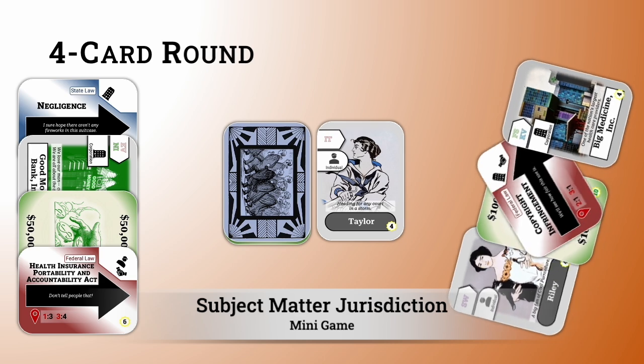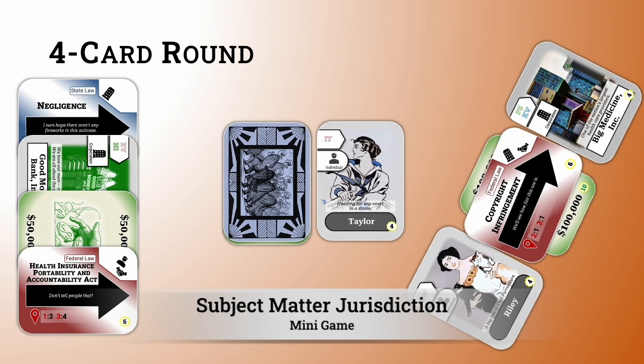Here, Riley is bringing a copyright infringement claim against Big Medicine Incorporated. Note that Riley could not have brought this claim against Taylor because copyright infringement can only be brought against a corporation or an unincorporated association. So that's why this player would have done that. So the player on the right has successfully created a claim.